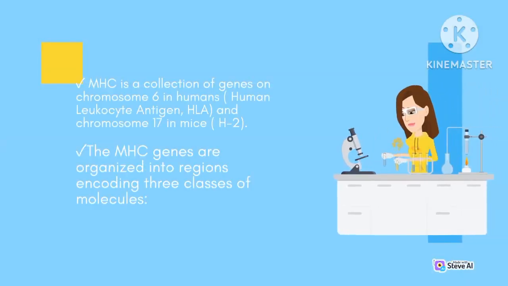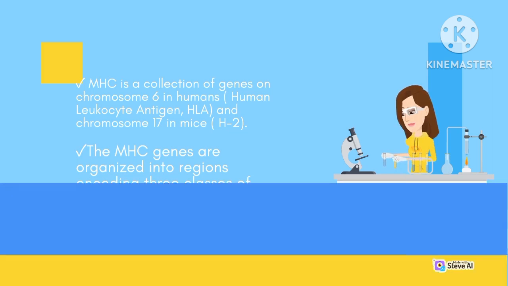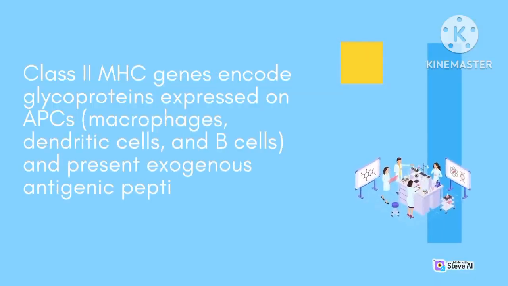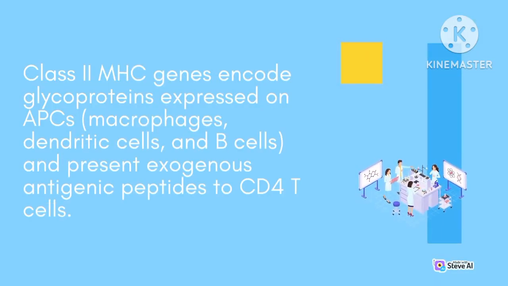MHC is a collection of genes on chromosome 6 in humans, human leukocyte antigen, HLA, and chromosome 17 in mice, H2. The MHC genes are organized into regions encoding 3 classes of molecules. Class I MHC genes encode glycoproteins expressed on nearly all nucleated cells and present endogenous peptides to CD8 plus T cells. Class II MHC genes encode glycoproteins expressed on APCs, macrophages, dendritic cells, and B cells, and present exogenous antigenic peptides to CD4 T cells.